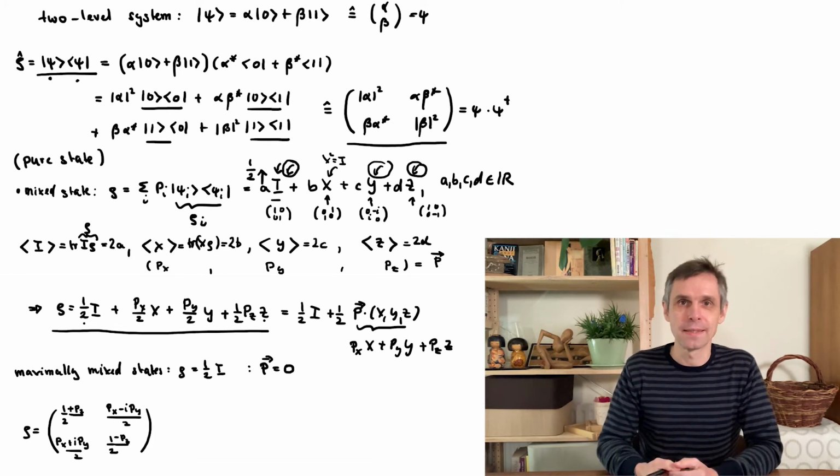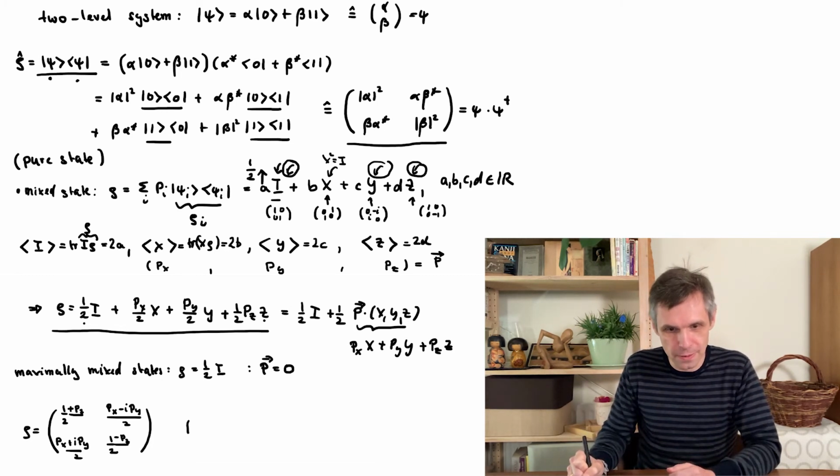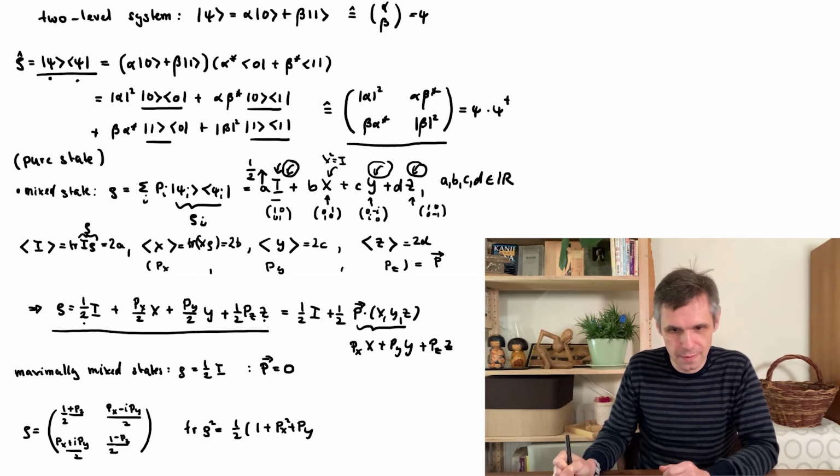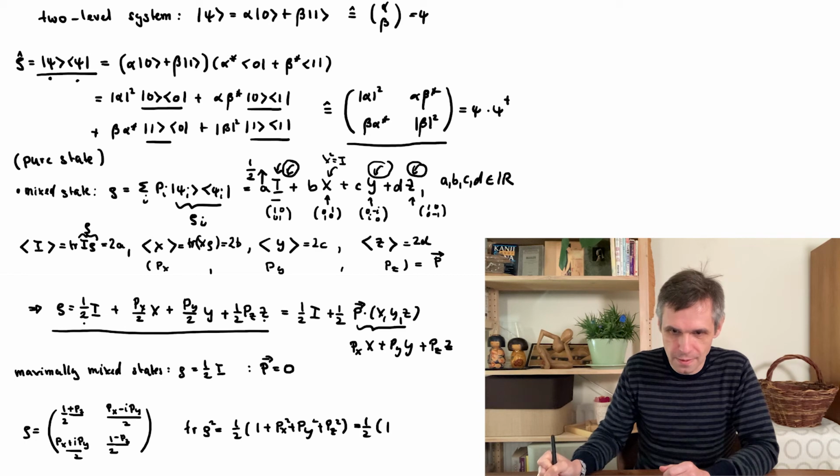And from this we can then calculate the purity simply by matrix multiplication. And the result that we obtain is of the following form, which we can simply write in terms of the length of the polarization vector as given here.